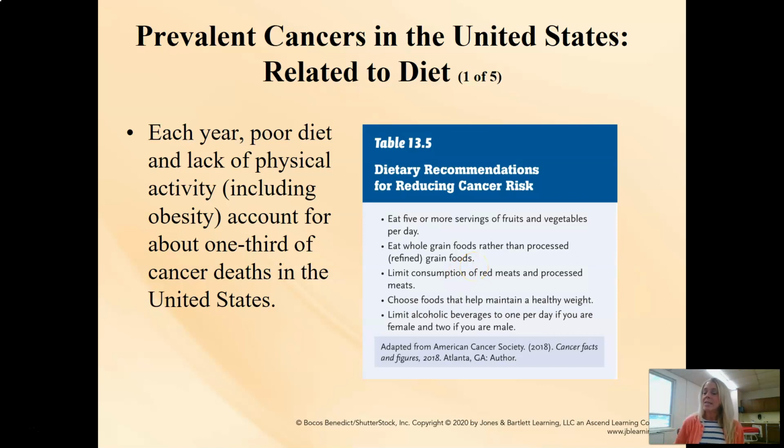So cancer related to the diet. Poor diet, lack of physical activity, and obesity account for about 1/3 of cancer deaths in the United States. So here are some suggestions for dietary things that you can do to reduce your cancer risk. Stomach cancer is the one that's most strongly related to diet, but other cancers that can be affected by diet are colorectal cancer, breast cancer, and these are affected by heredity and other factors as well.